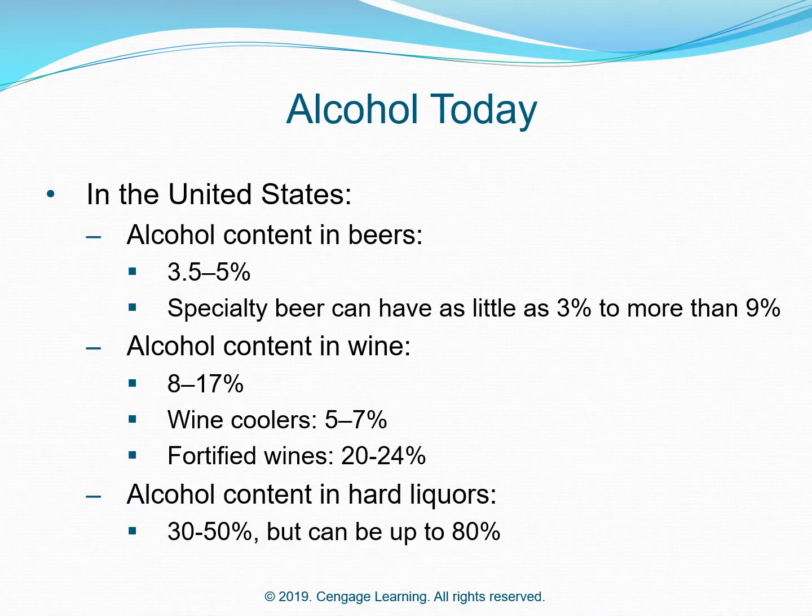Alcohol today. In the United States, alcohol content in beers is 3.5 to 5%. Specialty beer can have as little as 3% to more than 9%. Alcohol content in wine is 8 to 17%, wine coolers 5 to 7%, fortified wines 20 to 24%. Alcohol content in hard liquors is 30 to 50%, but can be up to 80%.